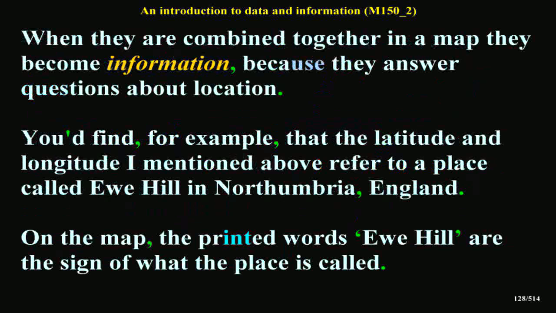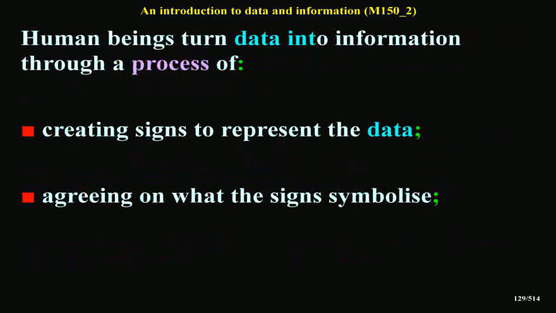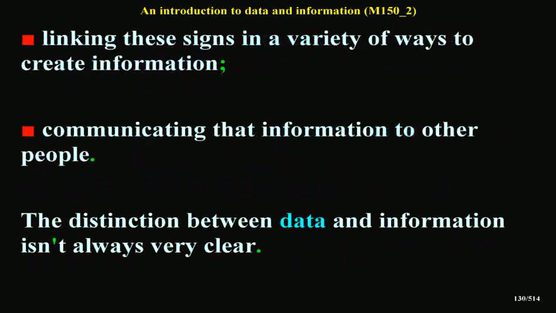You'd find, for example, that the latitude and longitude I mentioned above refer to a place called Ulhill in Northumbria, England. On the map, the printed word Ulhill is the sign of what the place is called. Human beings turn data into information through a process of creating signs to represent the data, agreeing on what the signs symbolize, linking these signs in a variety of ways to create information, and communicating that information to other people.